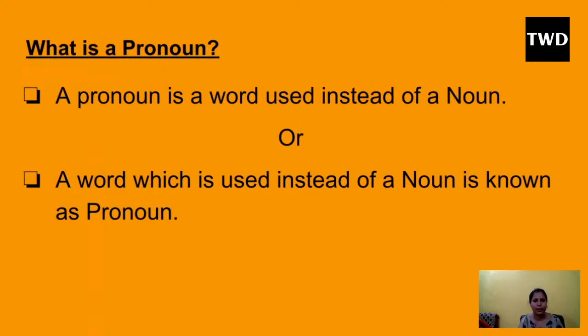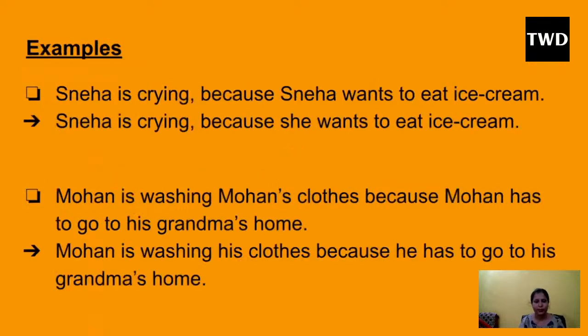Thank you, Animesh, for replying. So here are some more examples, like Sneha is crying because Sneha wants to eat ice cream. Is this the proper structure of the sentence? No, it is not. Sneha is crying because she wants to eat ice cream. This is the correct one.